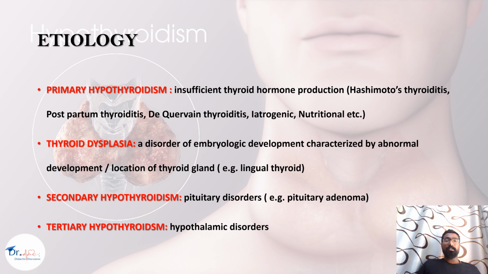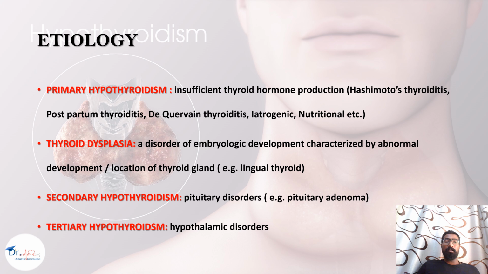So the next cause is secondary hypothyroidism and tertiary hypothyroidism. In case of secondary hypothyroidism, it's related to pituitary disorders such as pituitary adenoma. As we know already, the pituitary gland secretes TSH, which is responsible for stimulation of T3 and T4 in the thyroid gland. So any disorder related to the pituitary gland could also cause hypothyroidism, and that is termed secondary hypothyroidism.